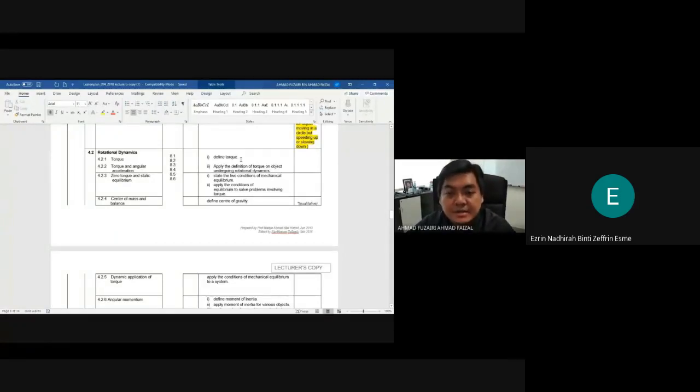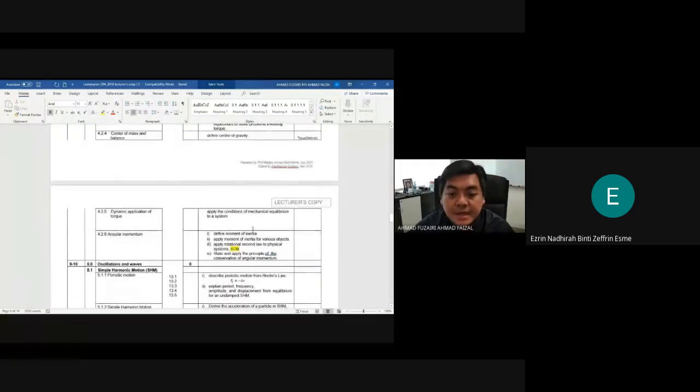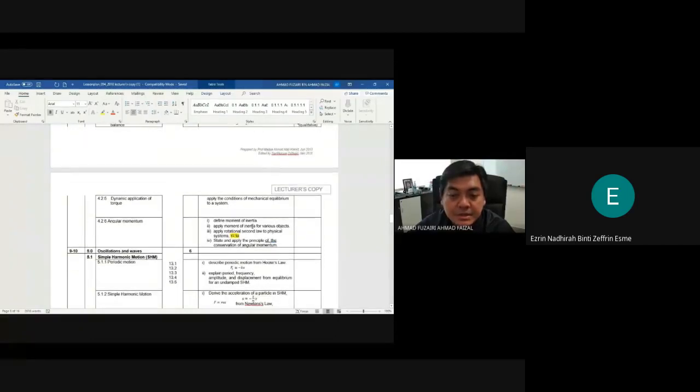The student should be able to define torque, apply the definition of torque on objects undergoing rotational dynamics, state the two conditions of mechanical equilibrium, and apply the conditions of equilibrium to solve problems involving torque. Define the center of gravity, but this one is qualitative. Apply the conditions of mechanical equilibrium, define moment of inertia, apply moment of inertia for various objects, apply rotational second law to physical systems, and state and apply the principle of conservation of angular momentum.